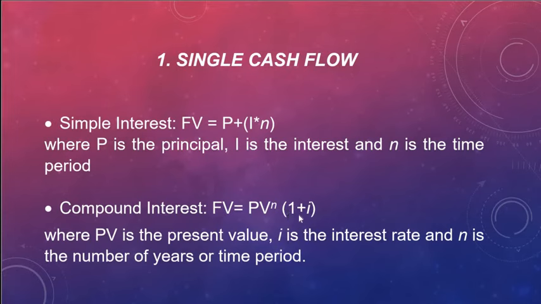I-multiply natin by 1 plus I raised to the power of n. So take note class, yung n dito should be placed here, no? Dito siya sa factor dapat ma-place. So dito, ang i-raise natin is itong 1 plus I raised to the power of n, kung ilang periods man yan. So again, PV is the present value, I is the interest rate, 1 is constant, no? And then N is the number of years or the time period.